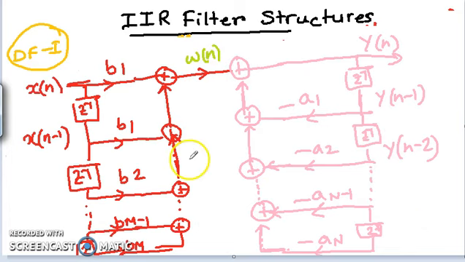That's why direct form 2 for the IIR filter structure is much more beneficial, because it gives you cost effectiveness, because it requires fewer delay elements. We will see it afterwards.